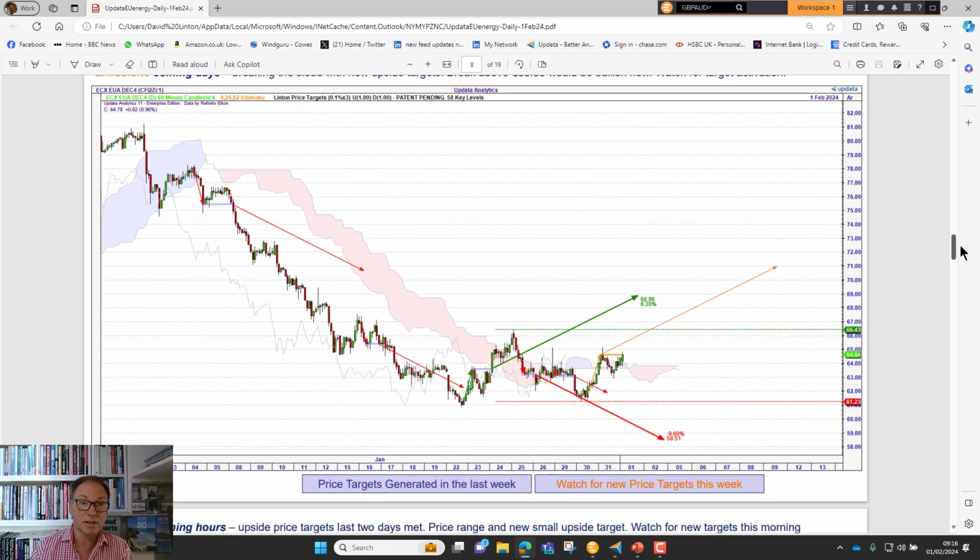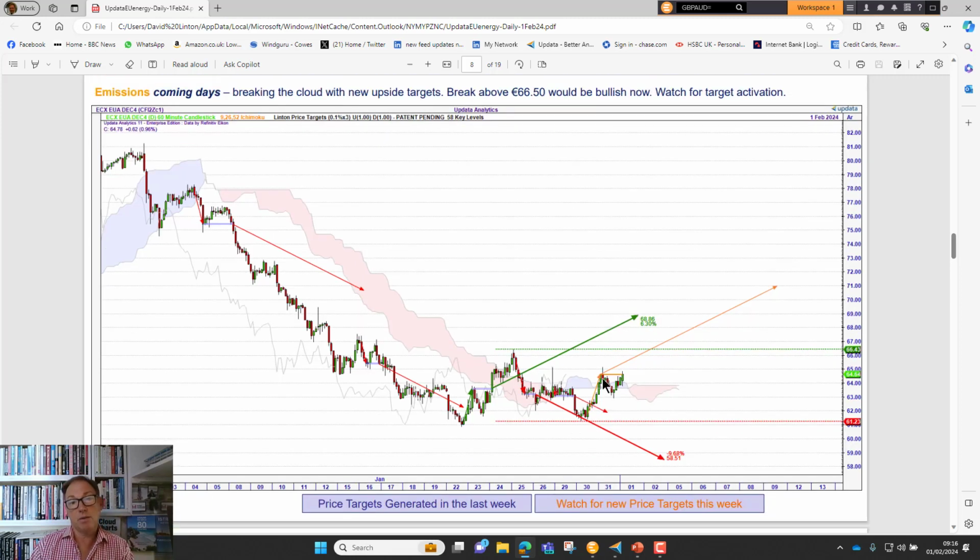This is emissions today, for example, and we see here we've got this orange target. This will only be activated and turn bold green with a new activation, a move above the high. We're using 1% of price units. If you don't understand that, watch the targets, and a slope of 1-to-1, which means 1 unit every hour on this chart.